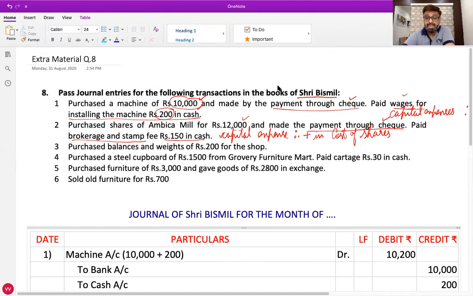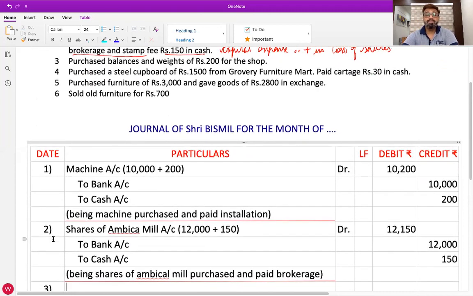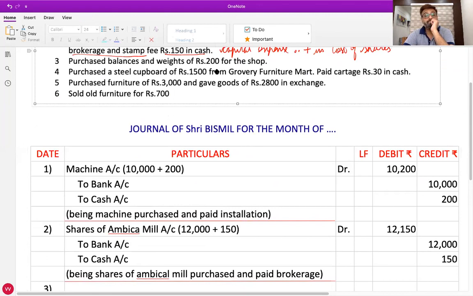Now, listen carefully. HB Brahmbhatt, unmute yourself. Yes, sir. Read the third transaction. Purchase balance and weight of rupees 200 for the shop. First effect? What is the first effect? Balance and weight is our expense. No, that's wrong.